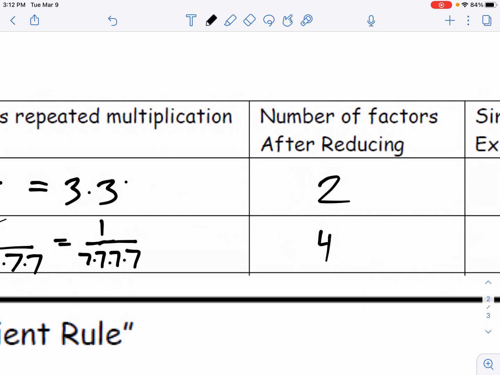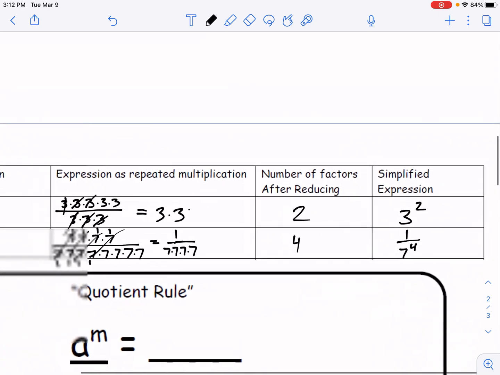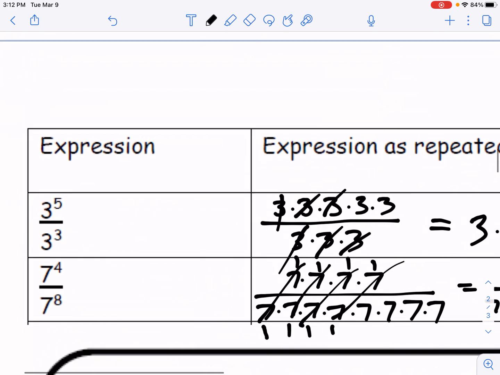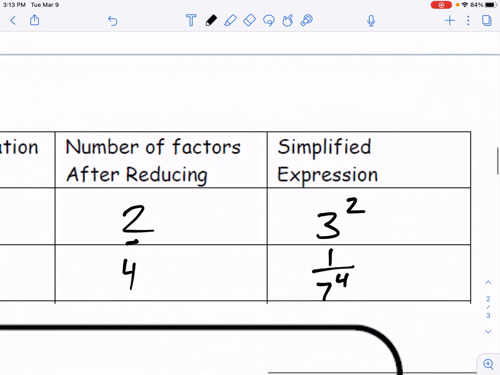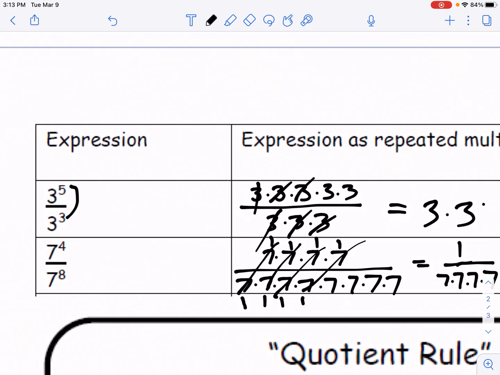Well, we can rewrite the denominator in terms of a power. The top will remain the same, but the bottom would be 7 to the 4th power because there's 4 of those 7s being multiplied. So that would be its simplified expression, okay? Well, notice there's a certain pattern that occurred here. 5 minus 3 is 2. And 4 minus 8 is a negative 4, okay?